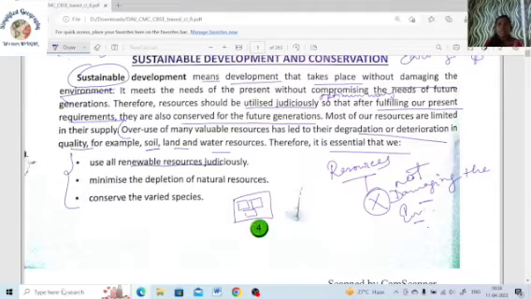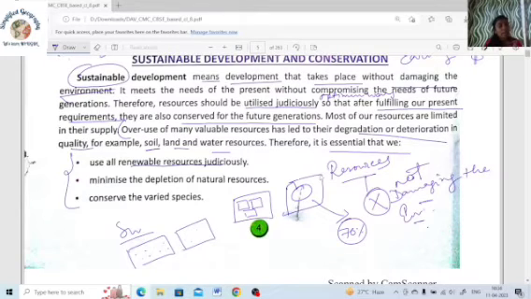Like every time I go to any function or wedding ceremony, I find that people take a lot of food in their platter, and they waste almost 70% of it. That's why I always suggest to all my students that they take as much as they can eat. If you need more later on, you can take it as well, but do not waste it. So this is using resources judiciously and minimizing the depletion of natural resources.